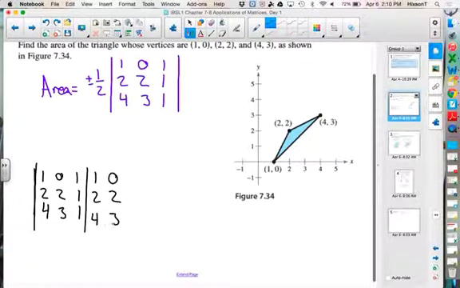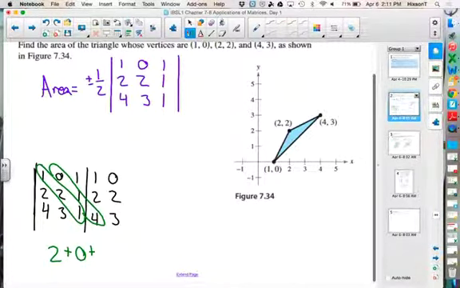And we did that so that we could find diagonals. We start in the top left. There's a diagonal, and we're going to multiply those. 1 times 2 times 1 is 2. And then we look at the next diagonal. 0 times 1 times 4 is 0. So we're adding 0 plus the third diagonal. 1 times 2 times 3 is 6. Alright, so we have 2 plus 0 plus 6.